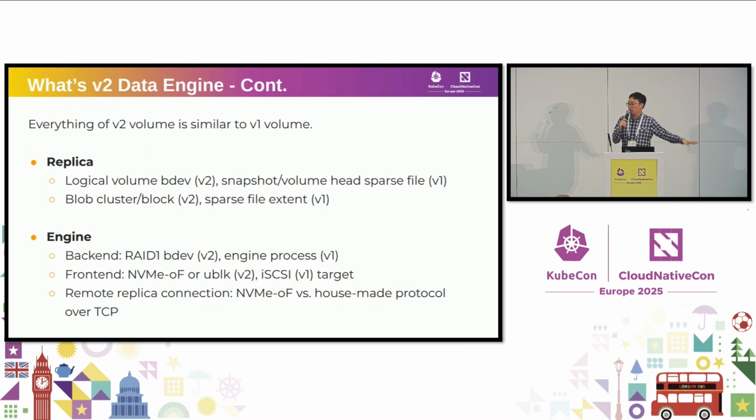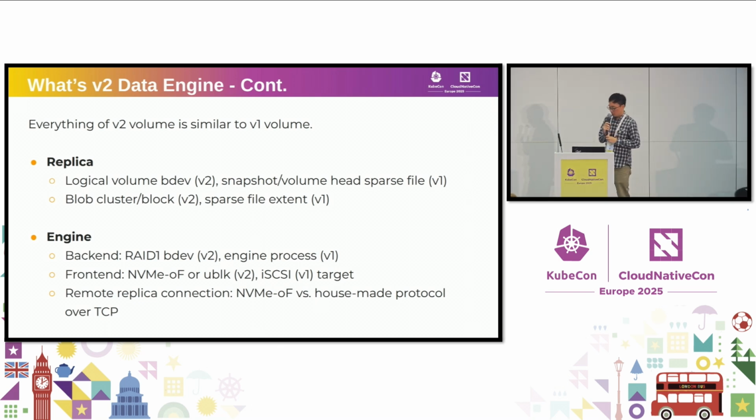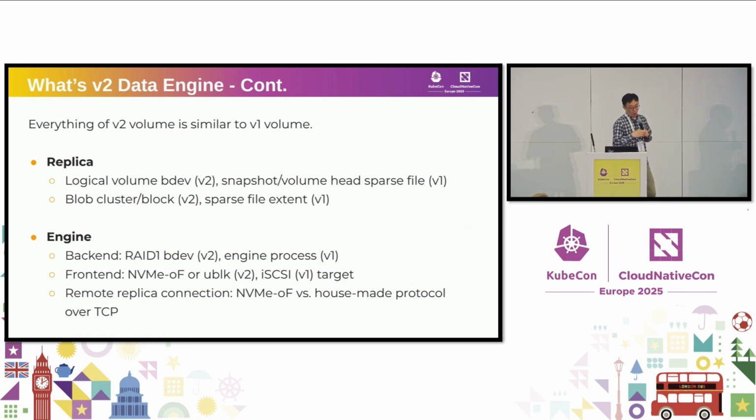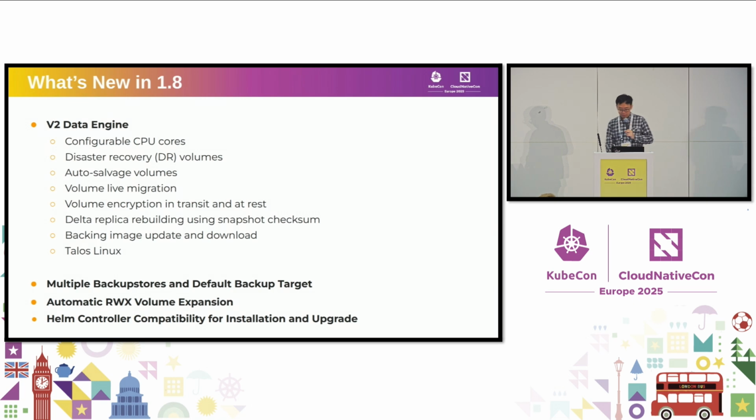And this is a comparison. If you compare the concepts we designed in V1 and V2: logical volume compared with the sparse files, and the RAID1 bdev SPDK concept compared with our V1 engine, NVMe over Fabrics, ublk, iSCSI, and replication based on NVMe over Fabrics, or our own protocol over TCP for V1. Okay, I only have 30 minutes.